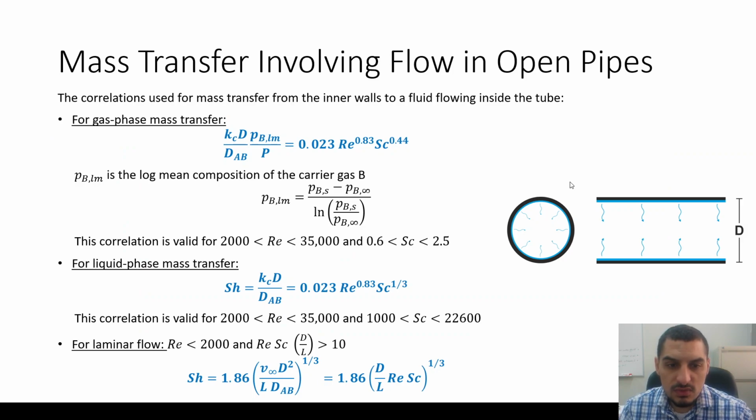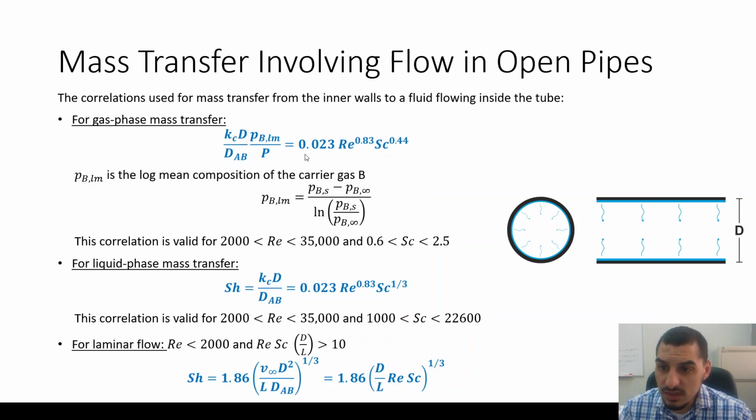So for the flow inside the pipe, we are dealing with a case where we have a cylindrical pipe. This is the front view, this is the side view, and we have some mass transfer taking place between the inner side of the wall and the fluid, either from or to. So either the arrows are in this direction or in the other direction. So we have correlations for gas phase, we have correlations for liquid phase.